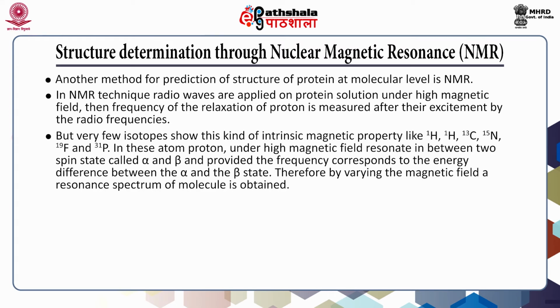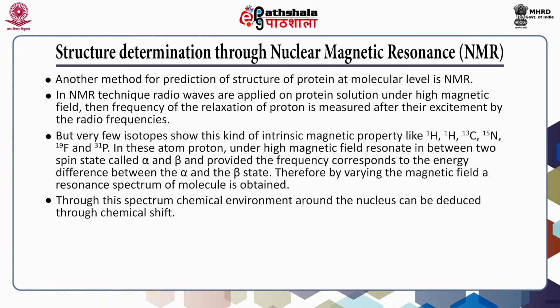But very few isotopes show this kind of intrinsic magnetic property. In these atoms, protons under a high magnetic field resonate between two spin states called the alpha and the beta, and provide the frequency corresponding to the energy difference between the alpha and the beta state. Therefore, by varying the magnetic field, a resonance spectrum of the molecule is obtained. Through this spectrum, the chemical environment around the nucleus can be deduced through a chemical shift.